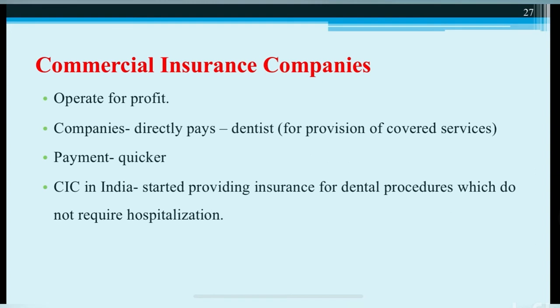Payment is quicker, and CICs in India have started providing insurance for dental procedures which do not require hospitalization. Like, when these companies were started, they included only those dental services which required hospitalization. But nowadays insurance for general dental procedures has also been provided to the general population.